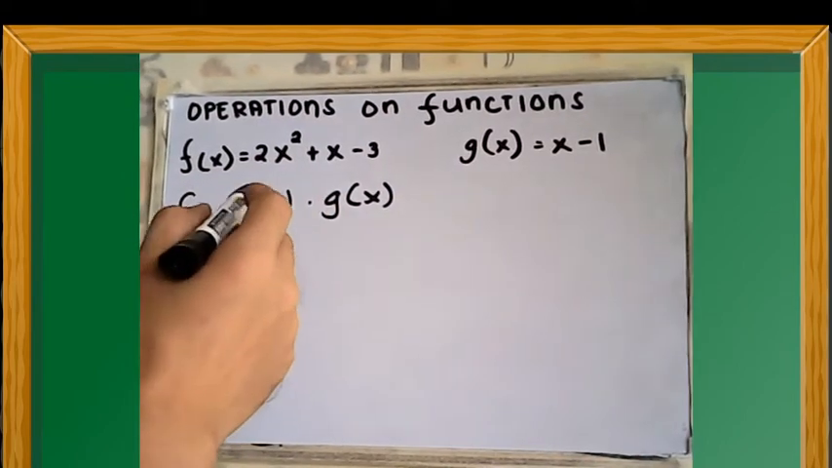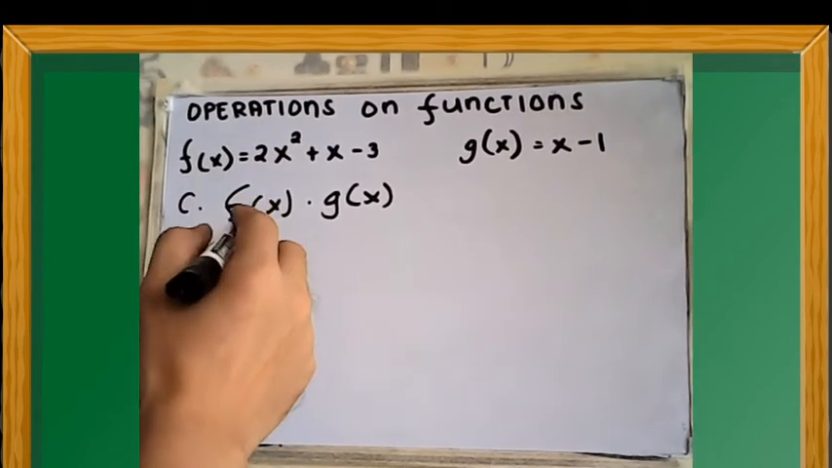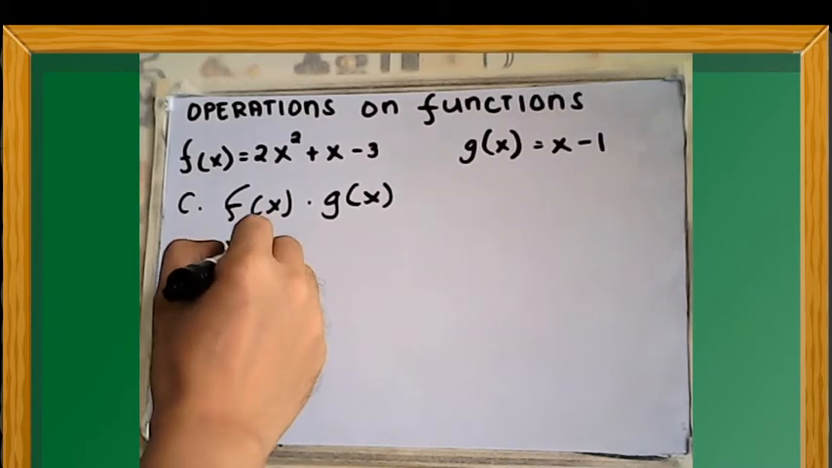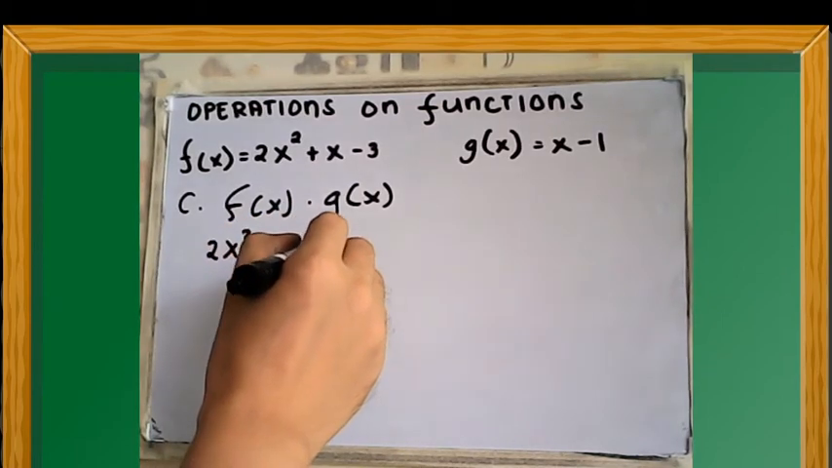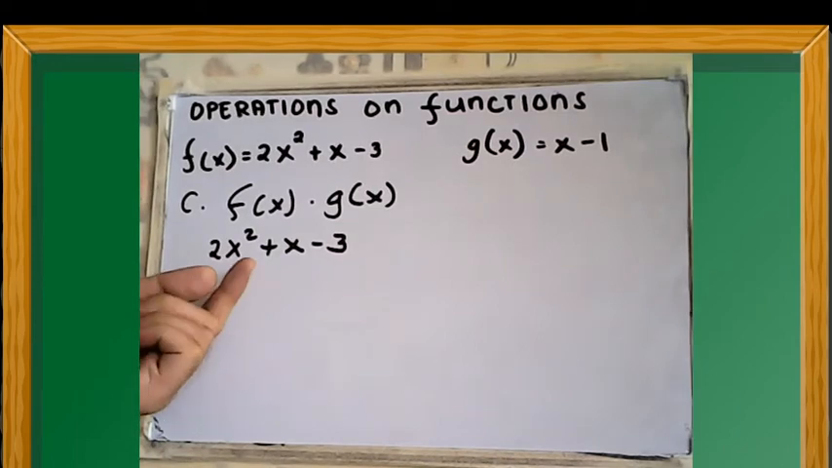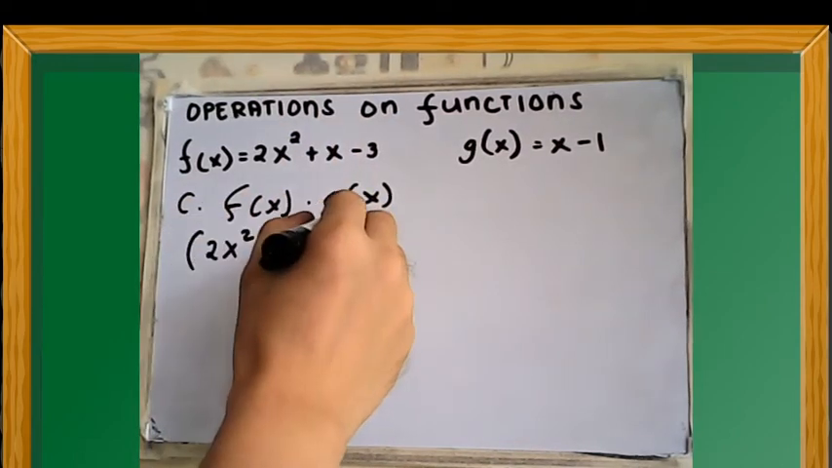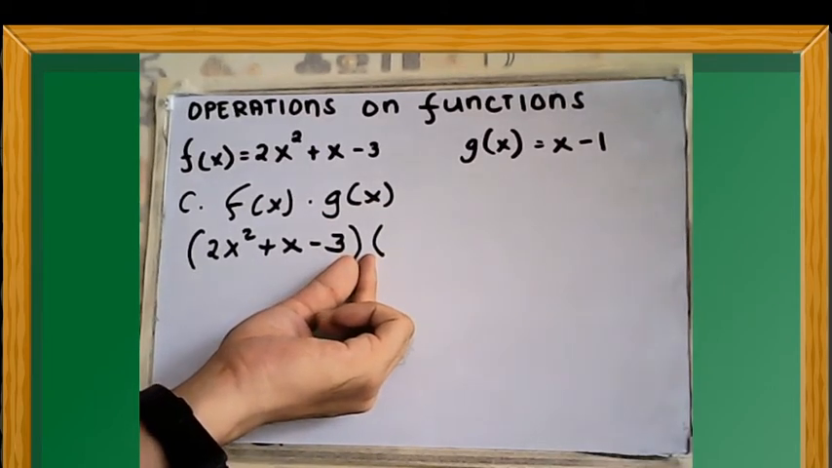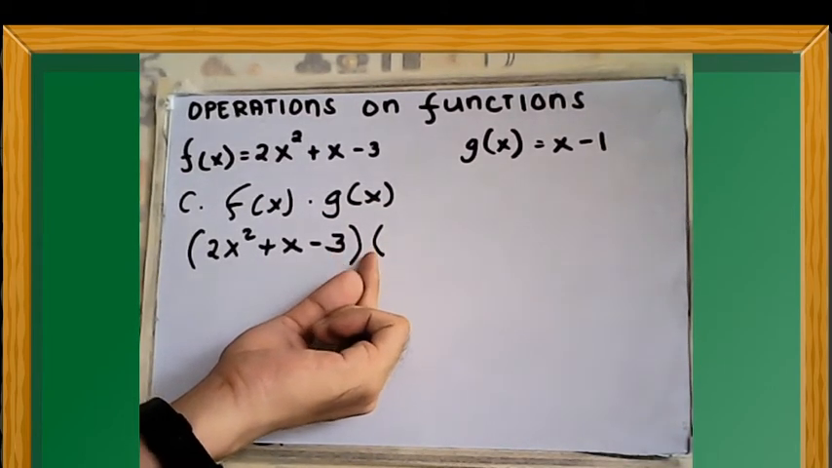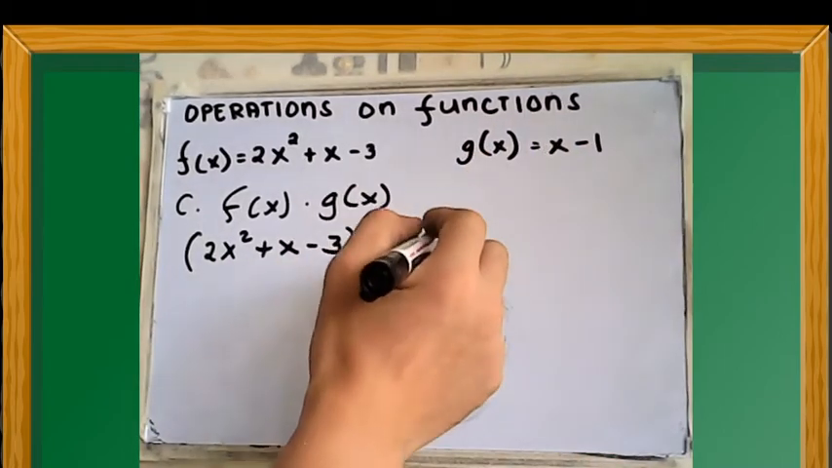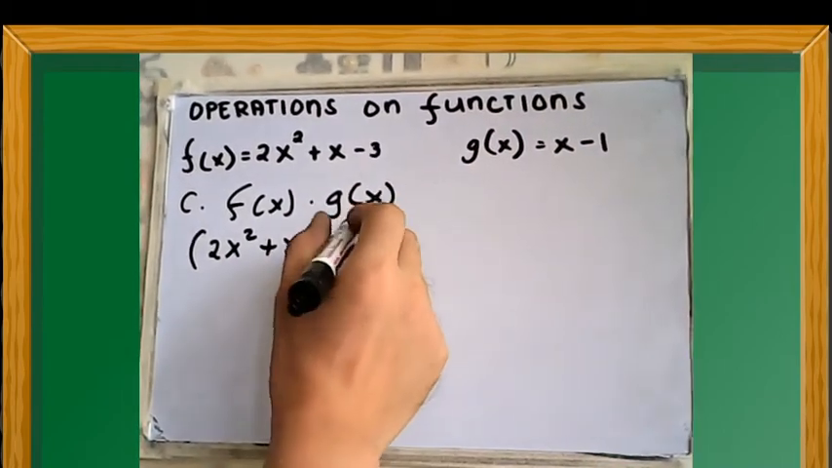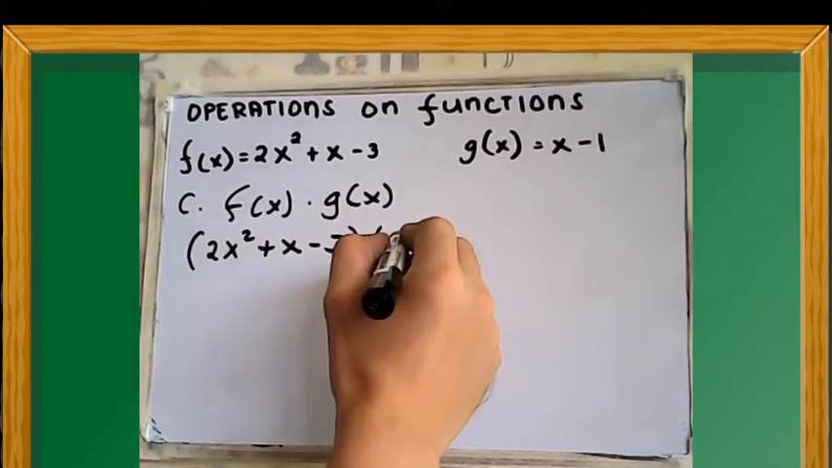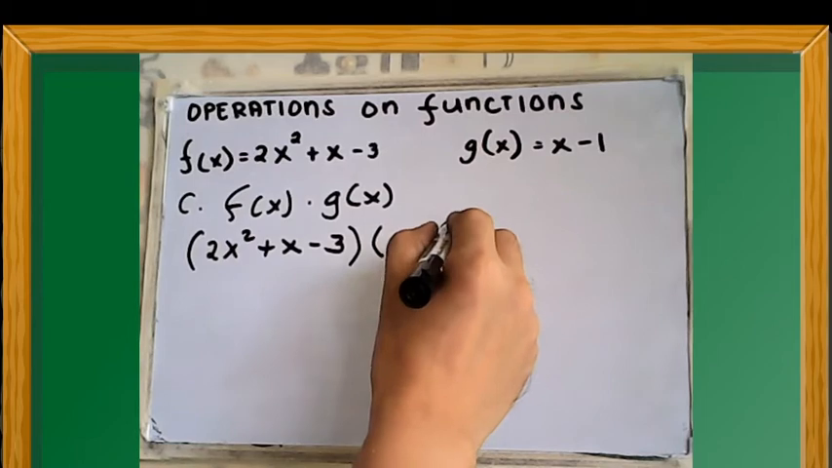So again, we will just write the equivalent of these functions. So 2x squared plus x minus 3, ito yung ating f of x. And then, multiply. Dito wala na tayong nilagay na operation, wala nang addition, wala nang subtraction. So obviously that is multiplication since we use parentheses. So ang value ng ating g of x is x minus 1.